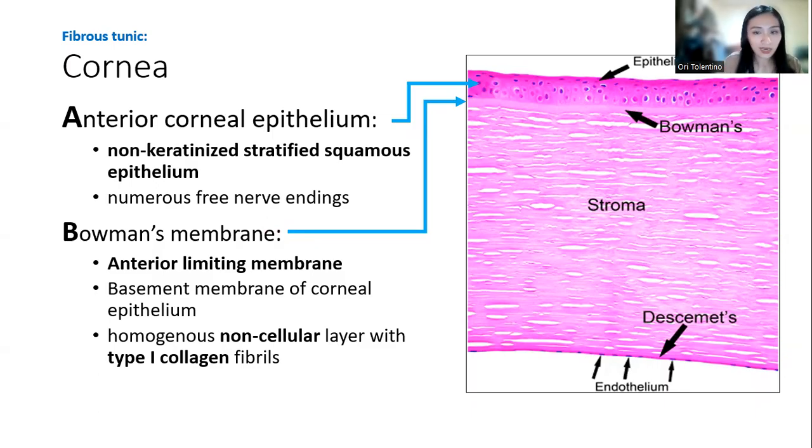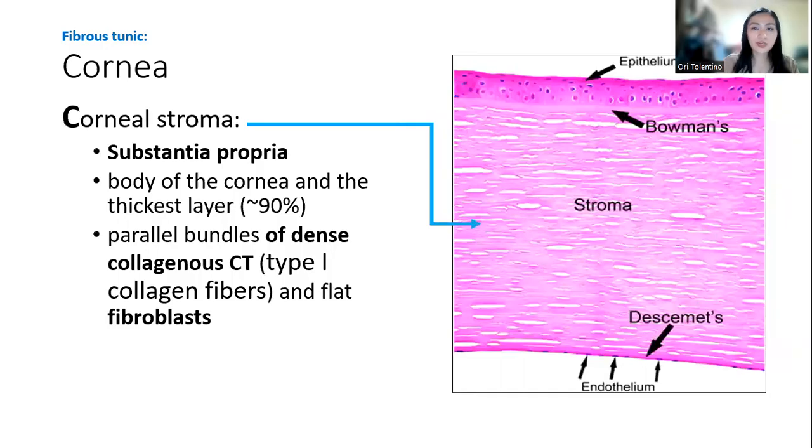So the Bowman's membrane or the anterior limiting membrane here is actually the basement membrane of the anterior corneal epithelium. It is acellular and made up of collagen fibers, type 1 collagen fibers, okay? Corneal stroma right here is also known as the substantia propria. It's the body of the cornea and the thickest layer, making about 90% of the whole cornea. It is made up of parallel bundles of dense connective tissue, which is all type 1 collagen fibers and thin fibroblasts.